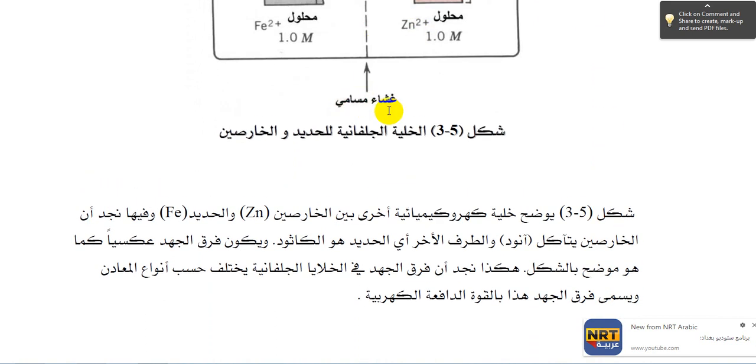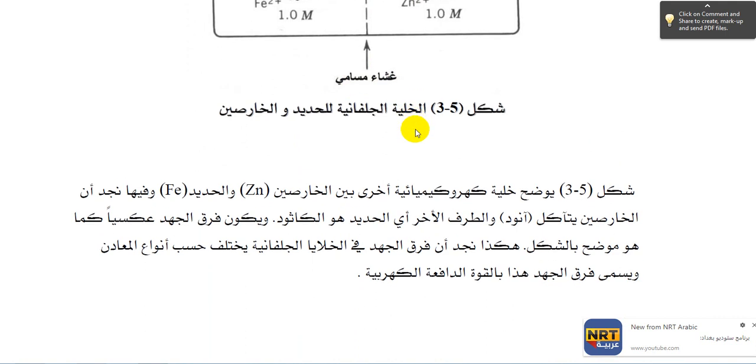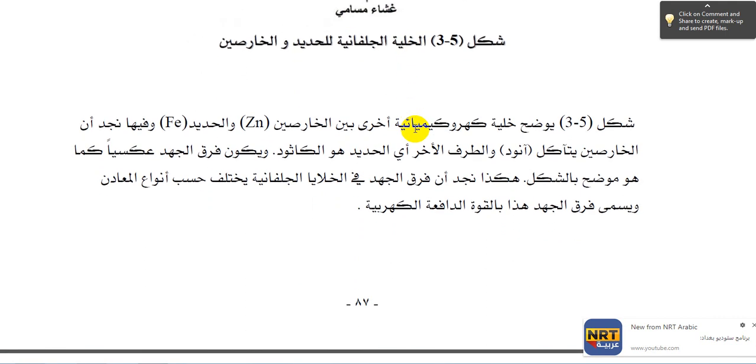This is the porous membrane, or the porous sheet, placed in between to separate the iron and the zinc metallic surfaces. Figure 5.3 clarifies the galvanic cells for iron and zinc. Figure 5.3, as we illustrated before, clarifies the electrochemical cell between the zinc, Zn, and the iron, Fe.